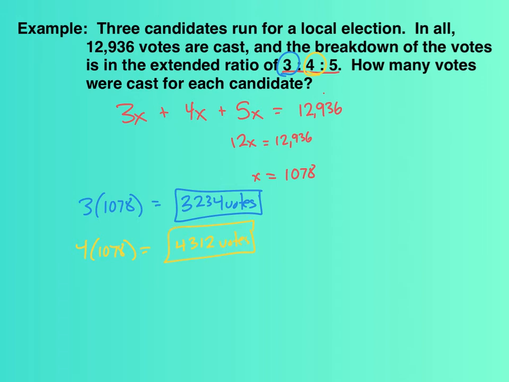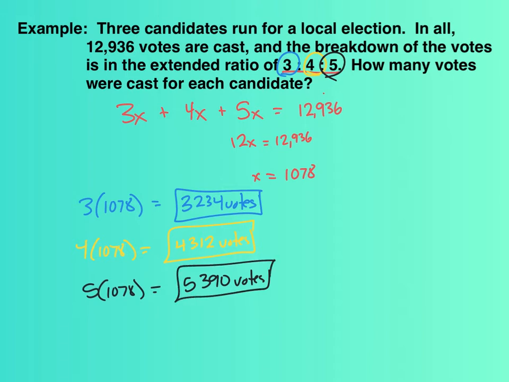And then lastly, the 5, again, 5 times 1,078. And that means that other candidate who won, by the way, would be 5,390 votes. All right, so again, that's how you can set up the ratio, 3 to 4 to 5, and find your answers. So that was how you could use ratios.